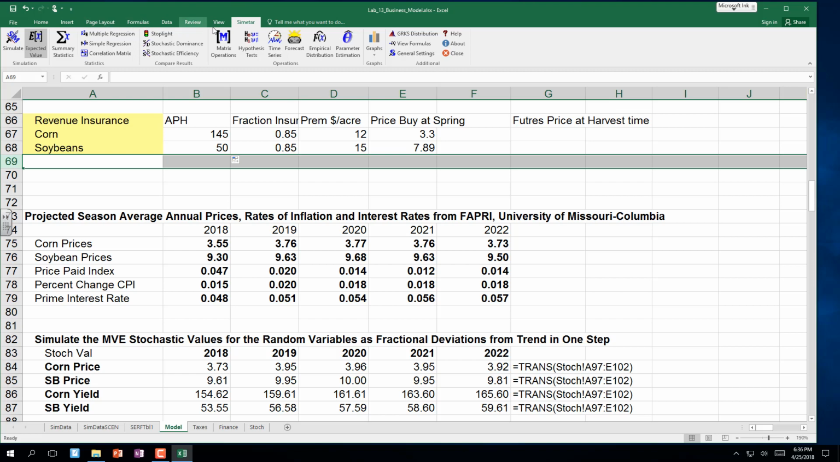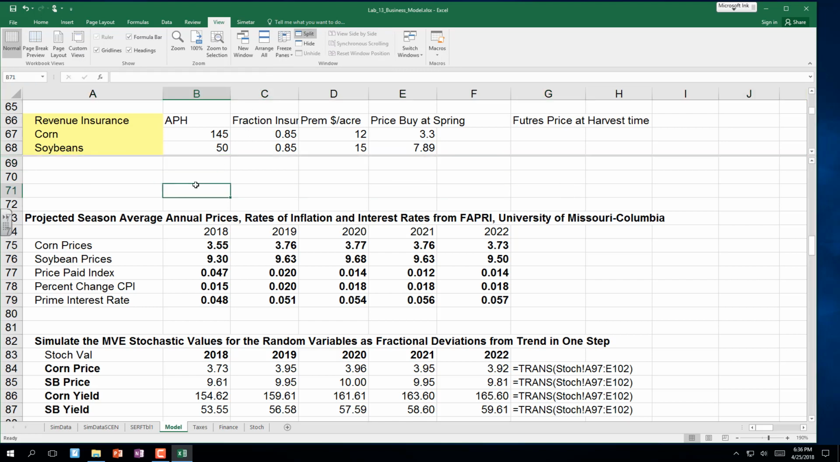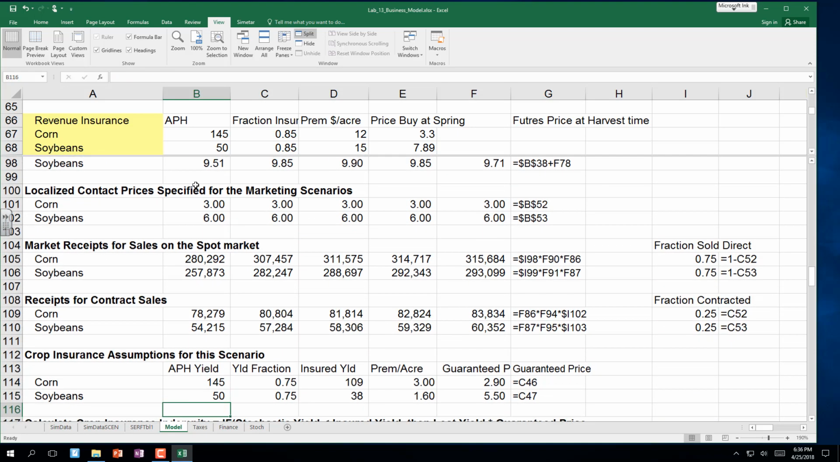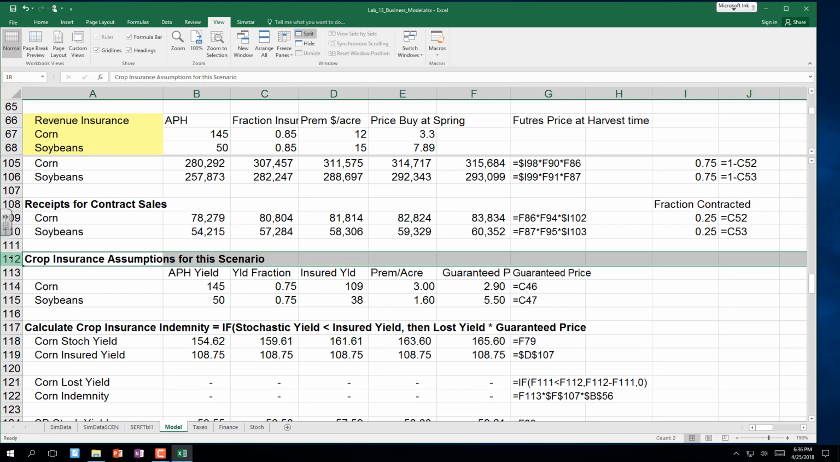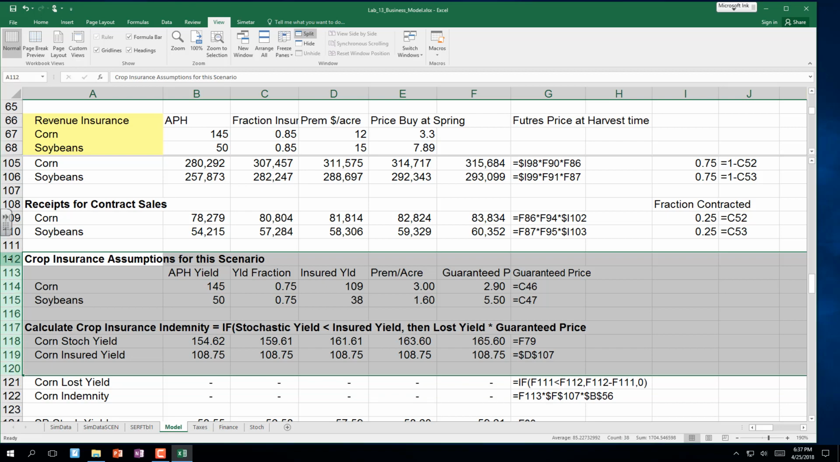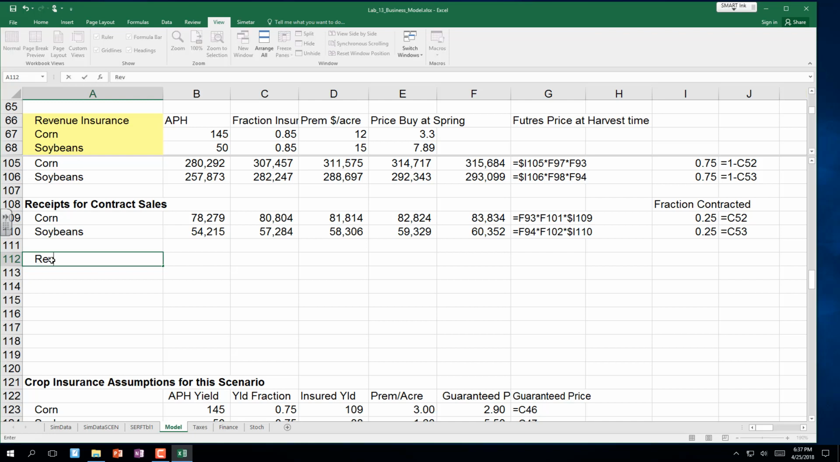Then I'm going to use this view function right here. I'm going to split my screen right there at line 69, and I'm going to go down to row 112. I'm going to insert blank rows between 112 and 120, and we'll put in revenue insurance.